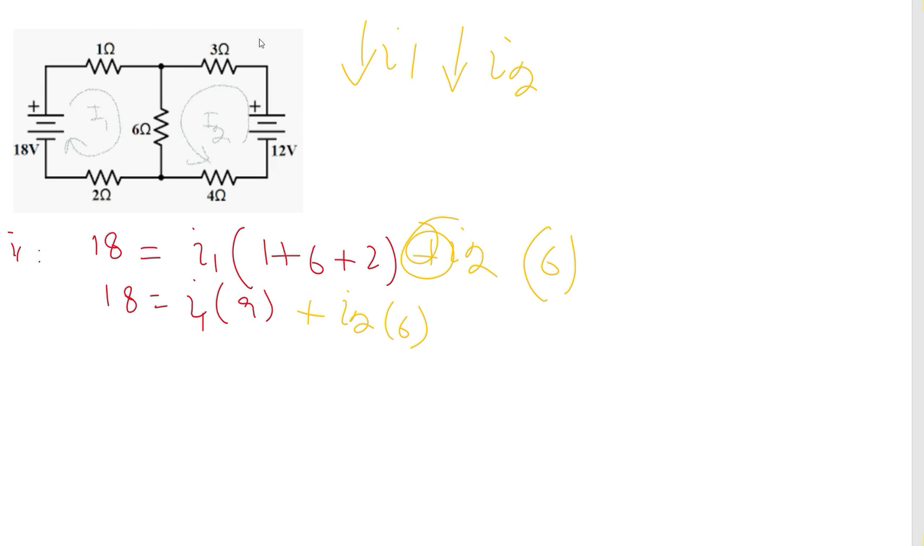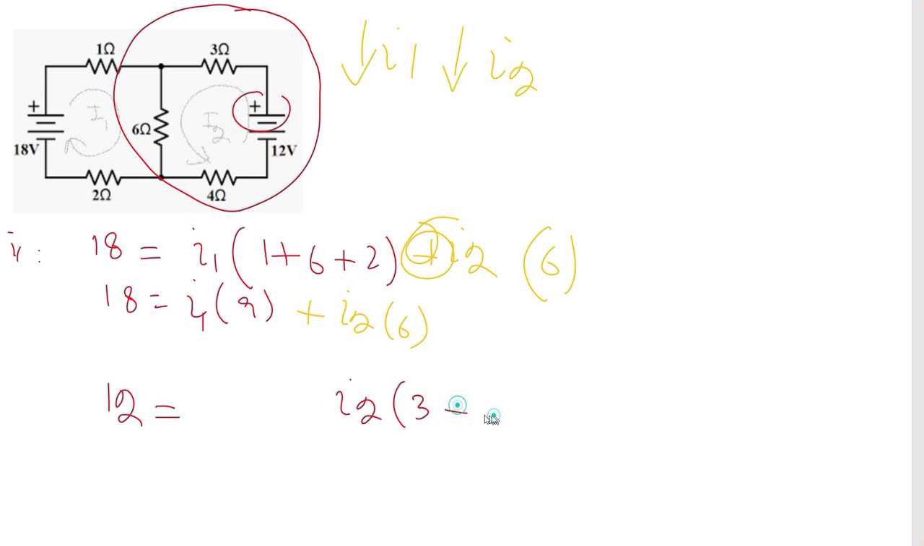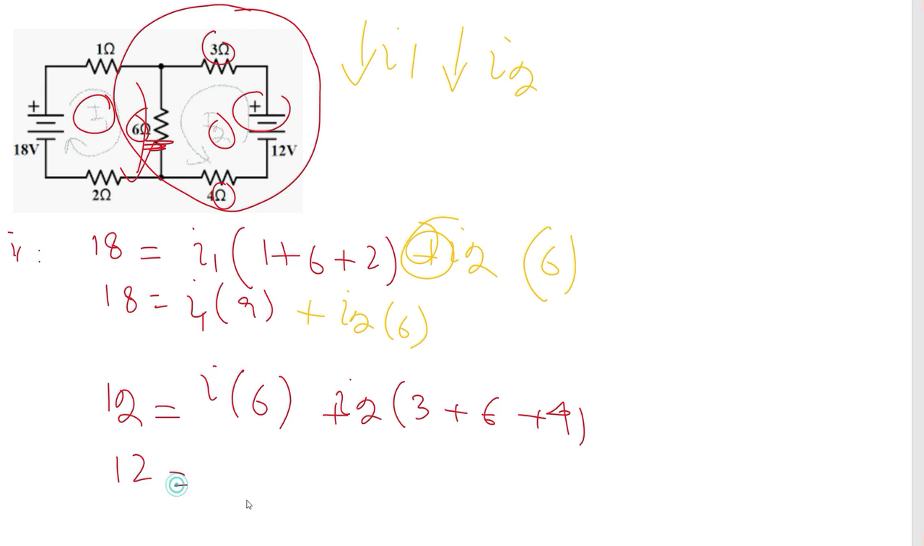So for this loop, let us consider the same rules. So emerging current is from the 12 volt source. So 12 is equal to, now it is for loop 2, I2 into 3 plus 6 plus 4. And the same 6 ohm resistance is common to I1 as well, in which I1 is also dropping some voltage. So plus I1 into 6. So we got this equation: 12 is equal to 6 I1 plus 9 plus 4, 13 I2.